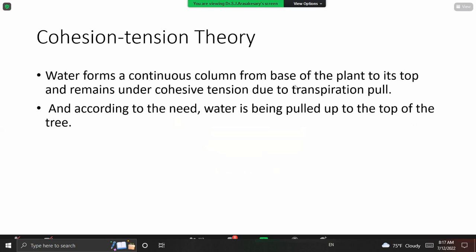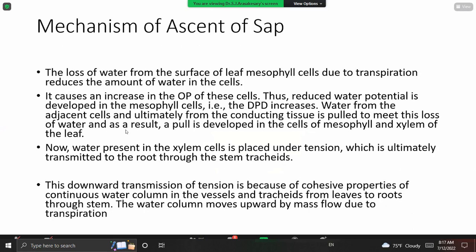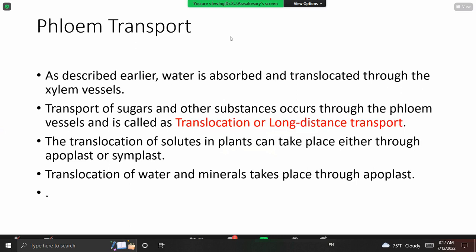So this is, I have already explained, flow and transport. Now I want to explain, one minute, hold the line.